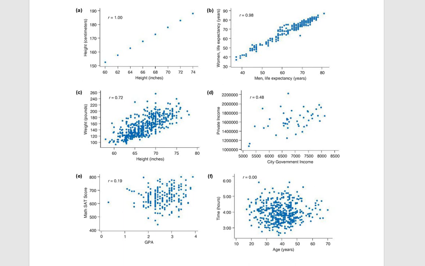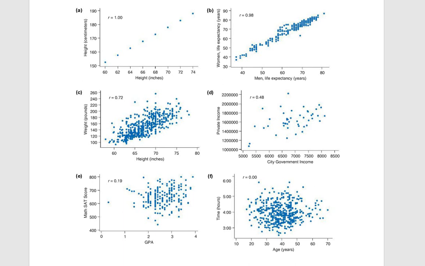If we measure somebody's height in centimeters versus in inches, this is a 1-to-1 correspondence. You can easily go back and forth between these two measurements. So this would have a correlation coefficient of 1, the strongest you can have. You can think of that as these things being absolutely 100% related. Now if we look at the life expectancy between men and women in relationships, that has a correlation coefficient of 0.98, so still very, very strong. We can also still see that there's a basic shape to this.